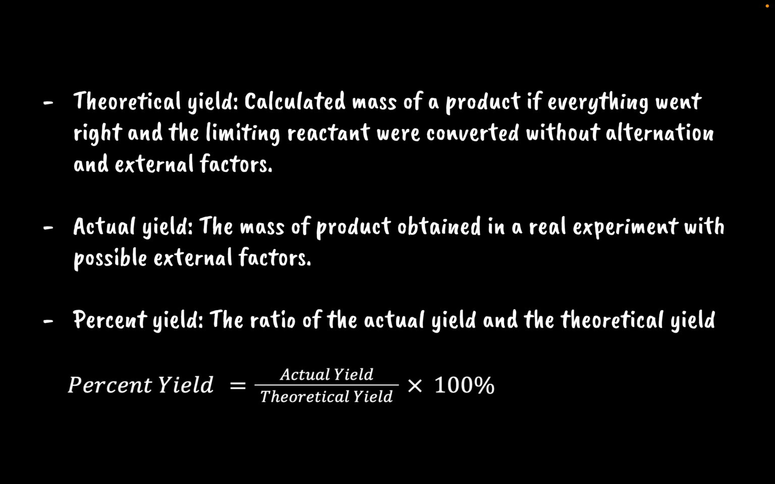The theoretical yield is a calculation of the mass of a product if everything went right and if the limiting reactant were converted without considering other external factors. The actual yield is the mass of product obtained in a real experiment with possible external factors. The percent yield is the ratio of the actual yield and the theoretical yield.